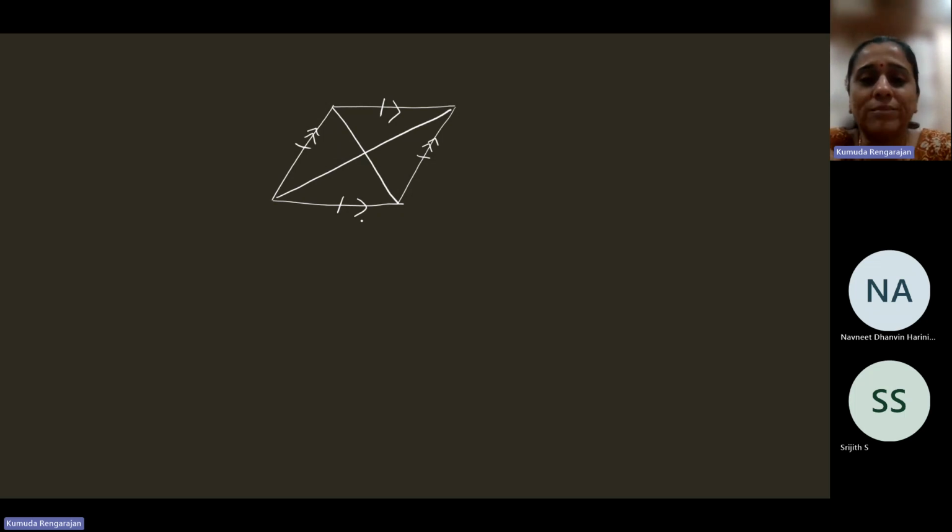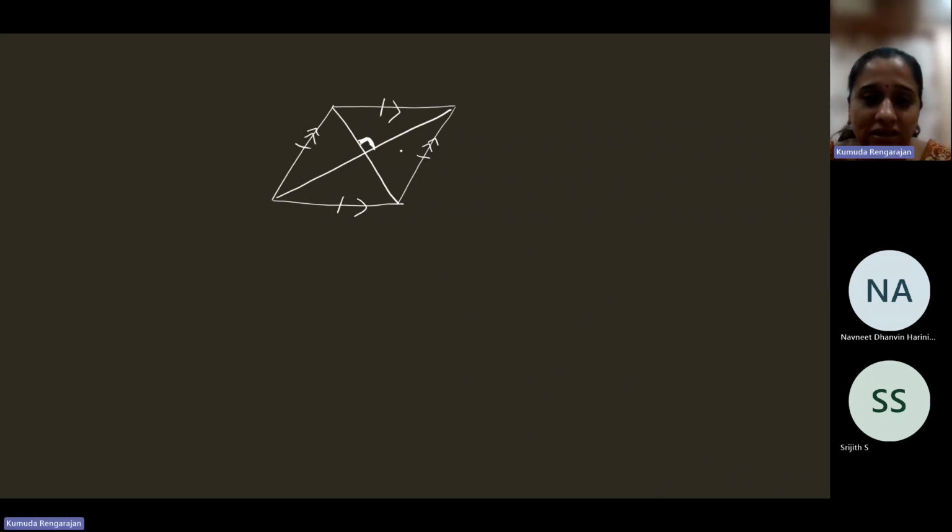In a rhombus also, diagonals are not equal. The diagonals bisect each other, but at right angles. They make 90 degrees where they meet.